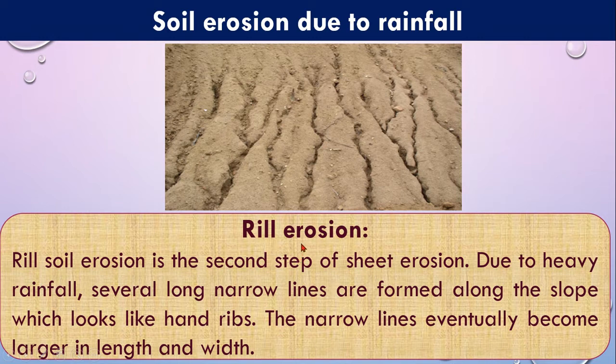After the rill erosion, the narrow lines eventually become larger in length and width. So when you observe this type of figure in the soil, that is the second step of soil erosion. That means the first one is sheet erosion, the second one is rill erosion. After sheet erosion, when the water flows from a higher slope to a lower slope, the upper surface moves from one place to another, and slowly that will make this type of rip like a channel or drain.